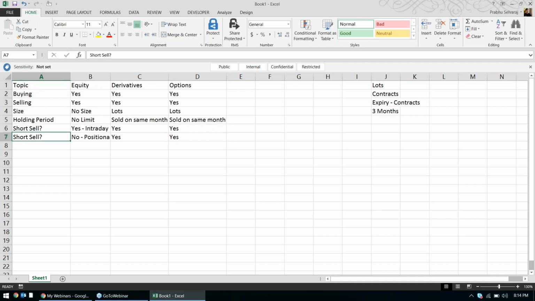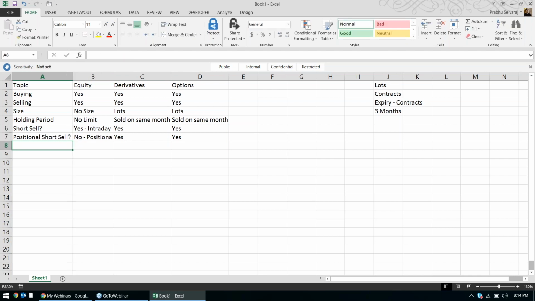Okay, short sell. Short sell intraday, yes. In equity, you have to square off on the same day you short sell in the cash market. Derivatives contracts and option contracts can be taken to the next day. Can we short sell for more than one day in futures? Yes, that's what I said. You can do a positional short sell. Positional short sell is allowed in derivatives till expiry. You have to buy back within expiry.